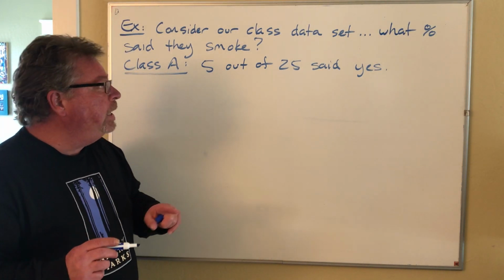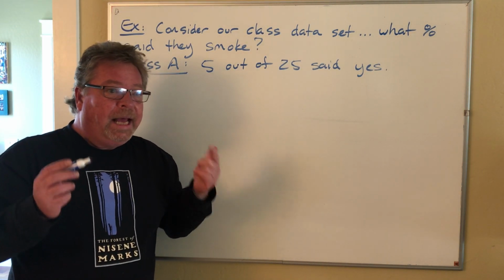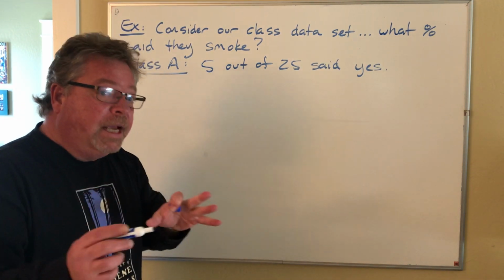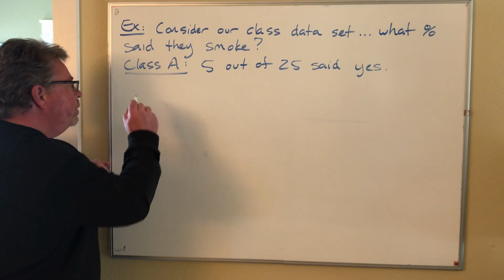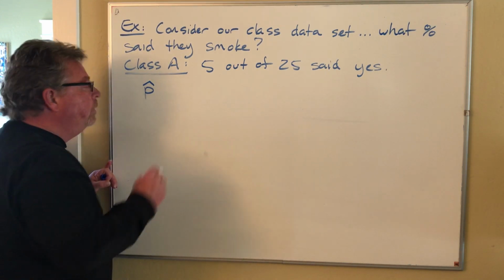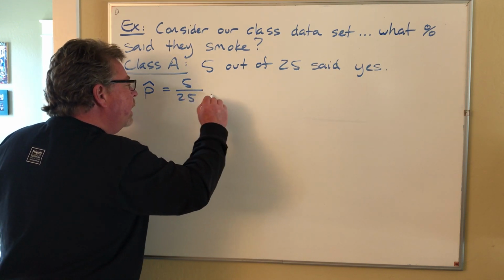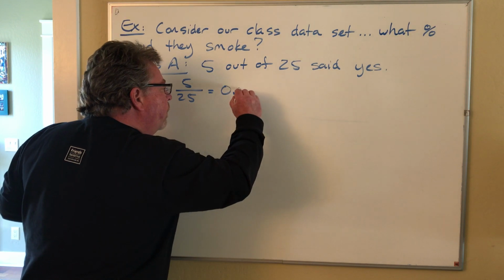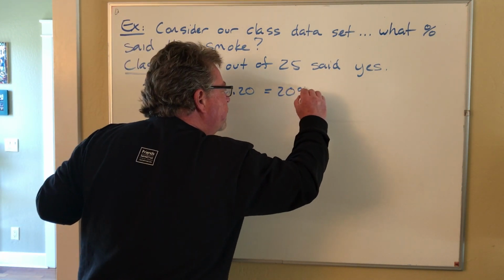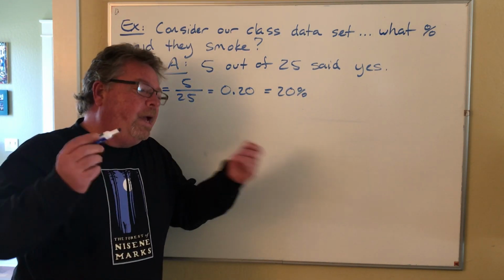And as we've said many times, the class data set shall always be seen as a sample. So when I turn this into a proportion, it's going to be the sample proportion. The notation is important here. This is going to produce a value of p-hat, and it's simply going to be 5 divided by 25, which is 0.20, or 20%. So what percentage said they smoke? 20% of them said, yeah, I smoke.